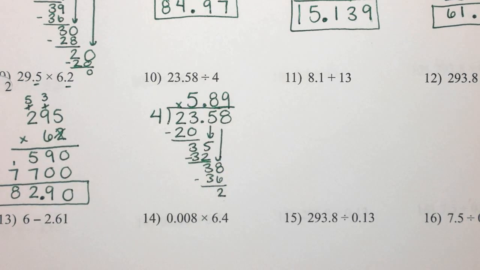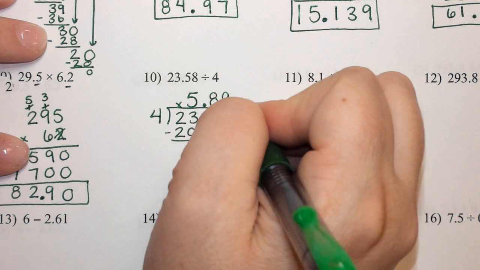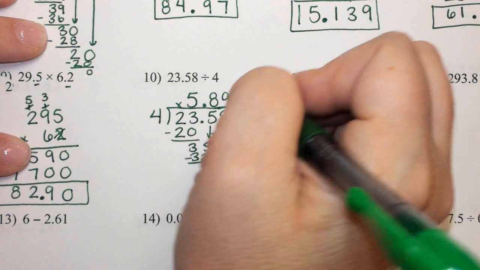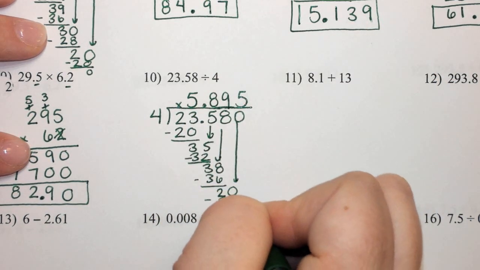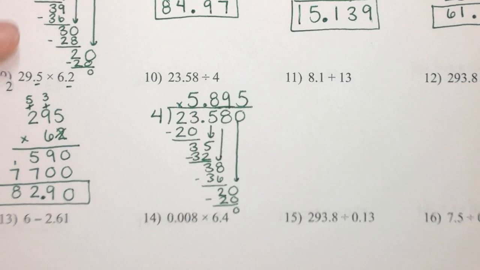2. What do I need to do? I need to add another 0. So I'm going to make my line a little longer. Add a 0 and bring it down. How many times will 4 go into 20? 5. 5 times 4? And when I subtract, I get? 0. So I get 5.895.